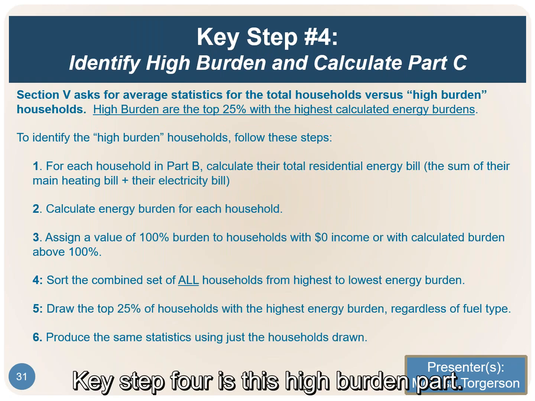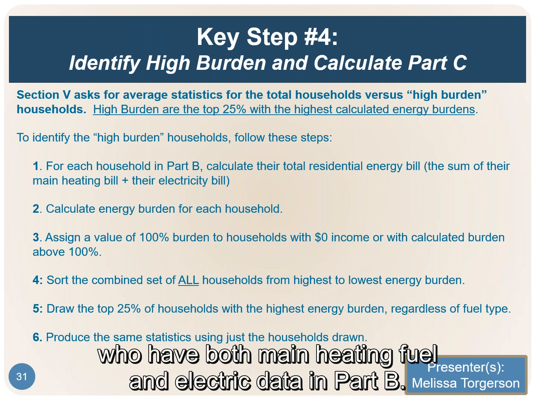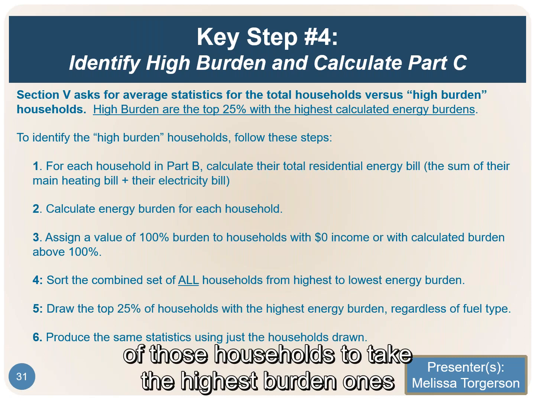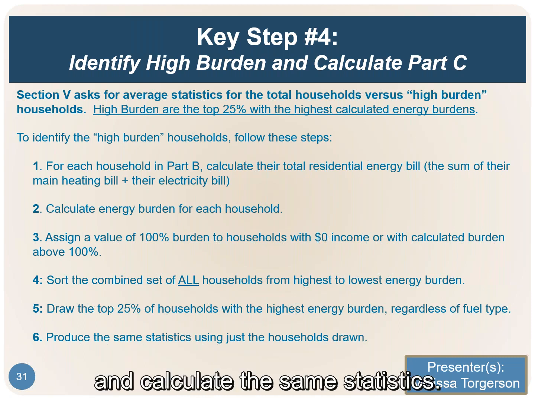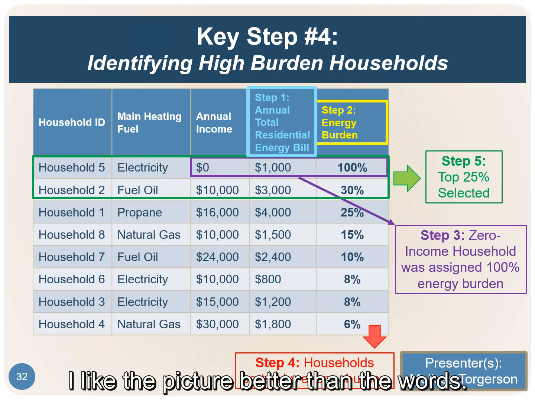Key step 4 is this high burden part. So you calculated averages for all the households who have both main heating fuel and electric data in part B. And now part C is asking you to, of those households, take the highest burden ones and calculate the same statistics. So if you can go to the next slide, I like the picture better than the words.